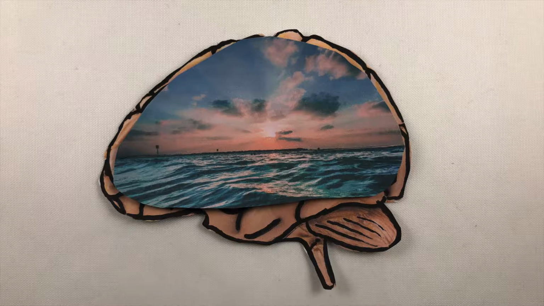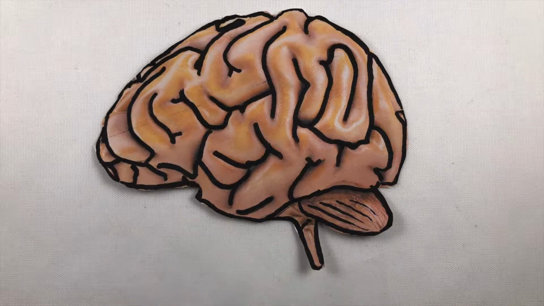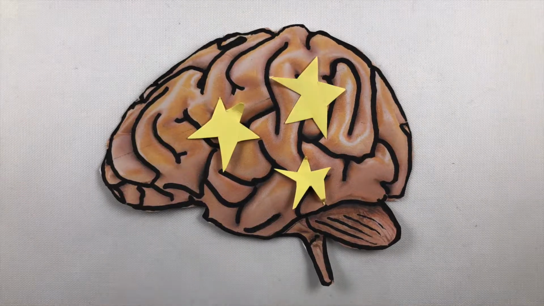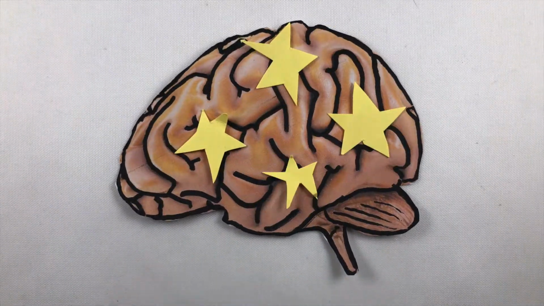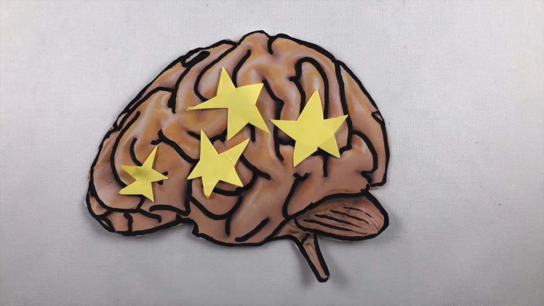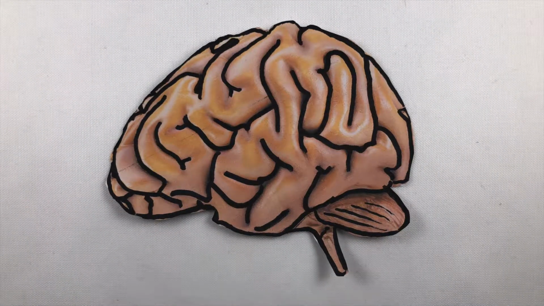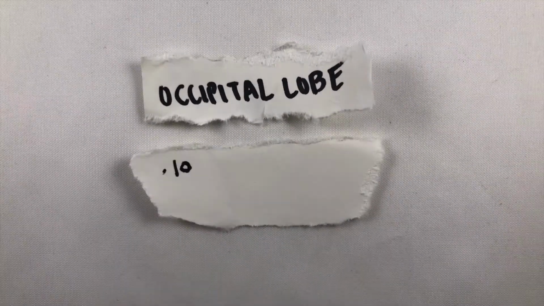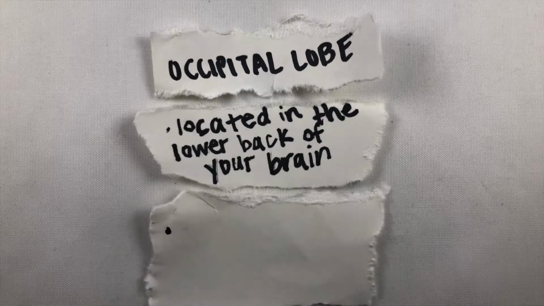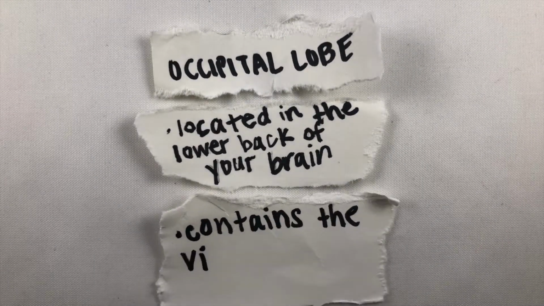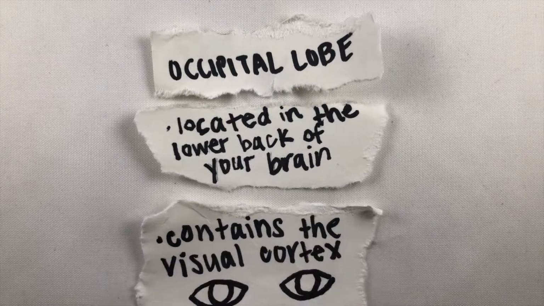It all begins with mental imagery or imagination. There are billions and billions of neurons, or nerve cells, transmitting signals and communicating with each other in the brain. To understand imagination fully, it helps to know the functions of the parietal and occipital lobes. The occipital lobe is located in the lower back of your brain. It contains the visual cortex, a complex region that receives and processes visual information gathered from the eyes.